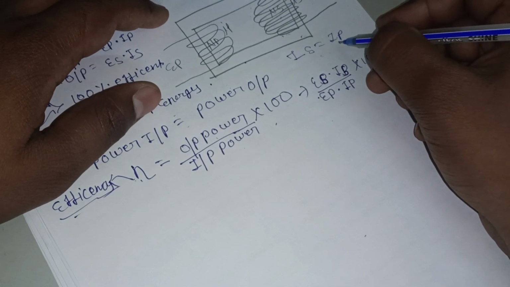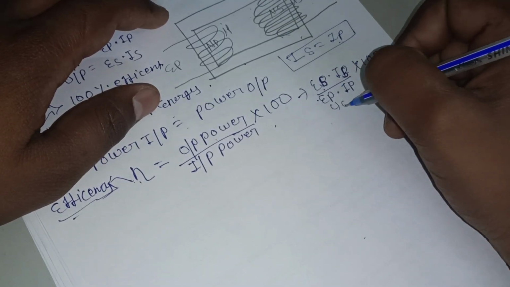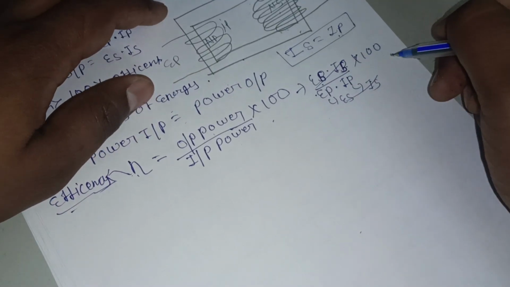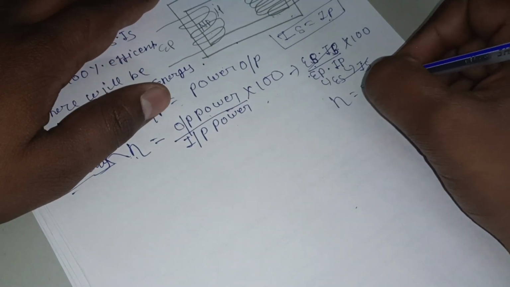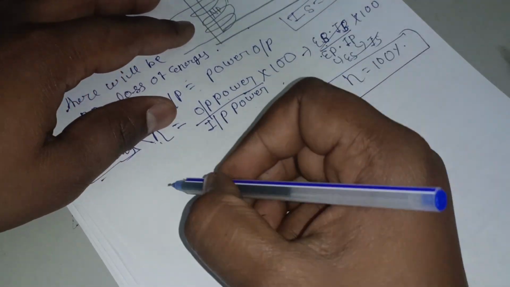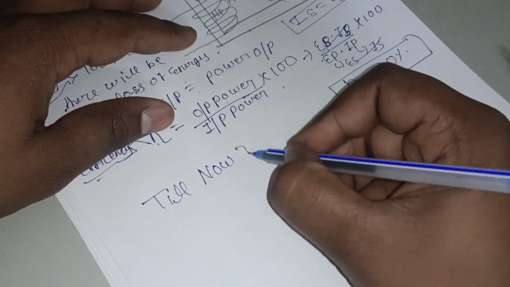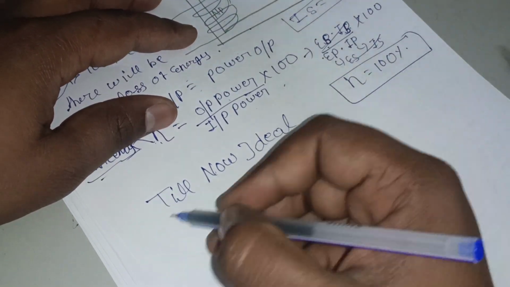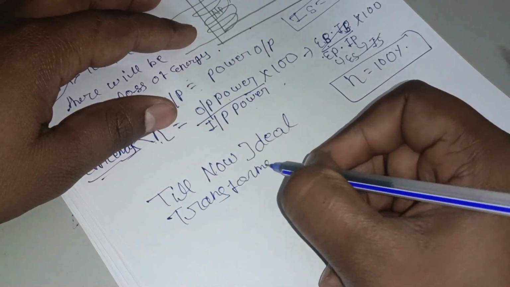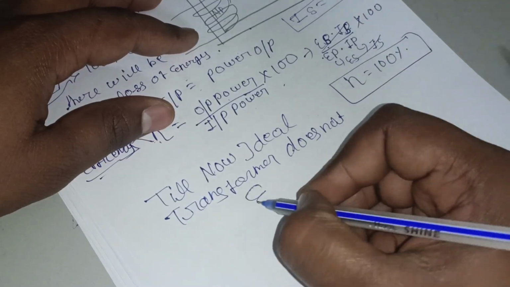If it is ideal, then input current is equal to output current, means IP and IS will be equal. Means I can write here IS, I can write here IS, and this to this will cancel, and we will get eta is equal to 100%. This is the ideal transformer. Now, till now, an ideal transformer does not exist.